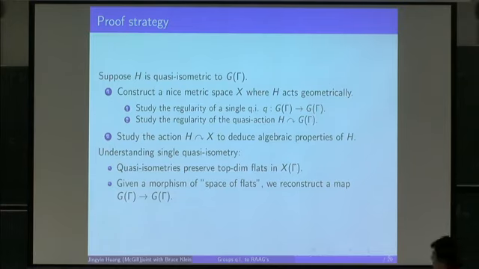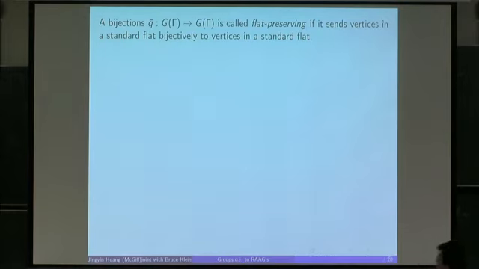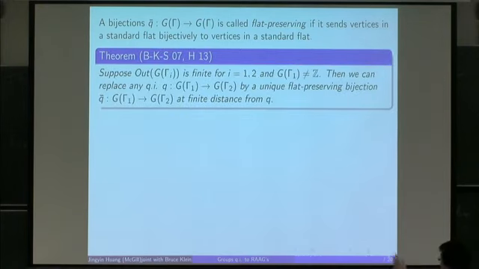So let me give you a more precise formulation of what kind of map we get here. We say a bijection from G gamma to itself is called flat preserving if it sends vertices in standard flats bijectively to vertices in standard flats. Here we identify this graph G of gamma with the zero skeleton of the universal cover of the Salvetti complex X of gamma, and then it makes sense to talk about standard flats. So flat preserving basically means it preserves all the standard flats, and this is the map we get after we do the reconstruction.